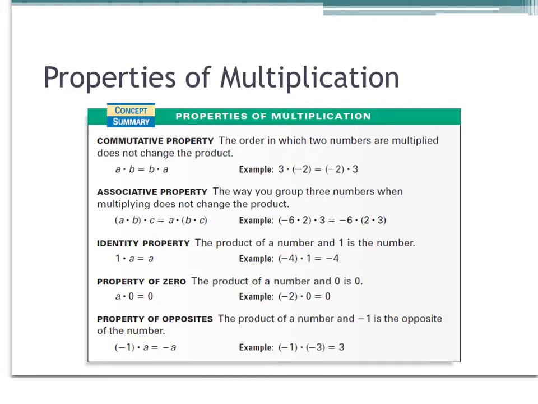And just like the addition properties that we talked about a few sections ago, you'll notice that there's a lot of similarities. We have the commutative property of multiplication as well as the associative property. We have the identity property, the zero property, and then we have a property called the property of the opposite. So there's one extra property.